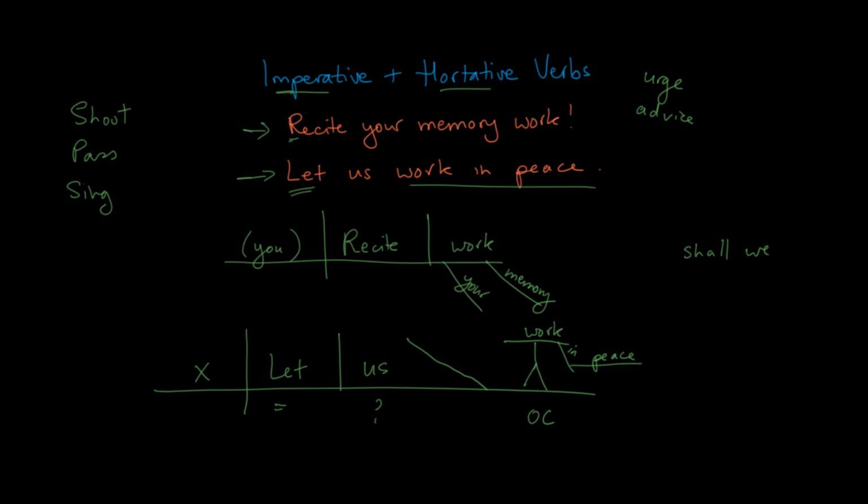There's just a lot of questions here, but let's go with this basic pattern: implied subject, verb, direct object, and object complement. That's it for imperative and hortative verbs.